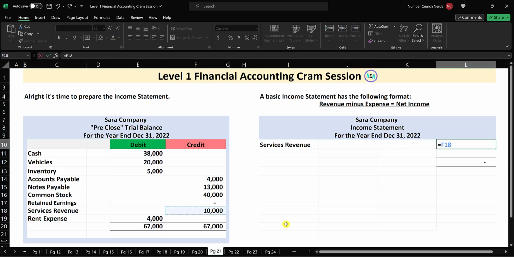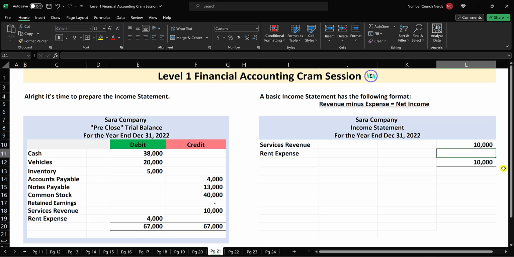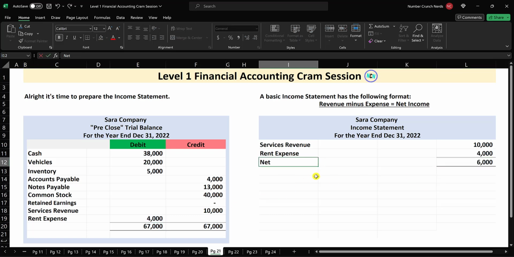We're going to go over here. We're going to put 10,000. The next item on the list is going to be your expenses. In this case, we have 1. I'm going to put that there. I'm going to go over here, grab the expense amount and put it there. And you can see that this is going to be net income. Revenue minus expense equals net income.